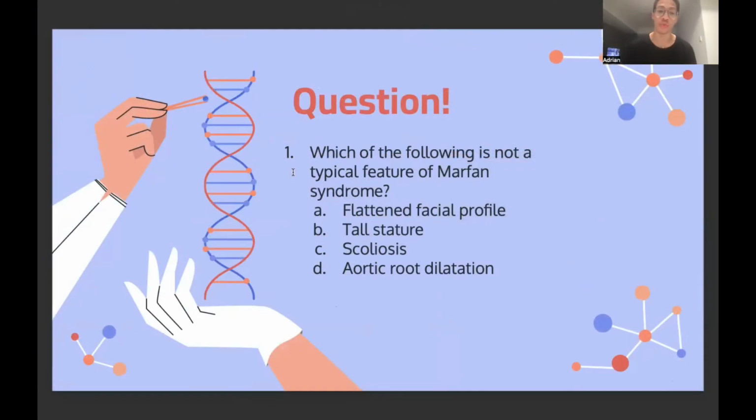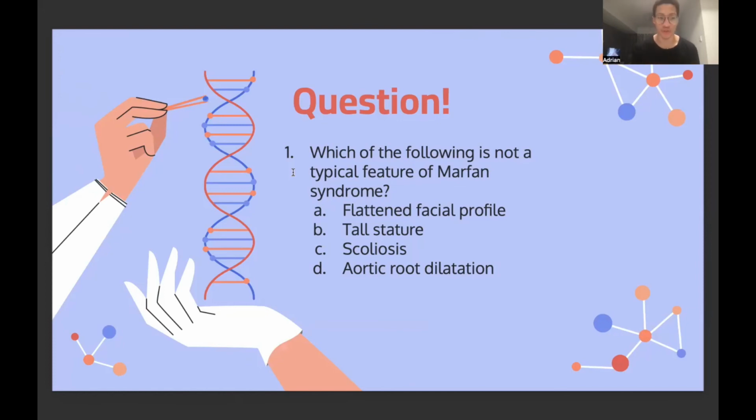Okay, so now we would usually ask some questions to the audience, but since we're not presenting in person, I'm just going to quickly run through the options and explain why the answer is what it is. The first question is: which of the following is not a typical feature of Marfan syndrome? We have these four options here, and out of the four, the answer would be A.